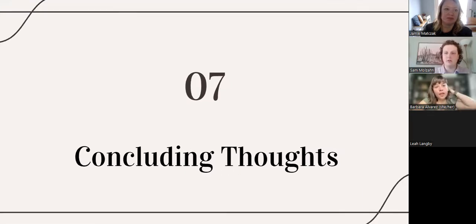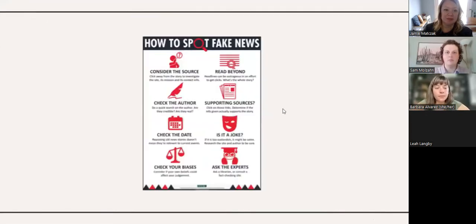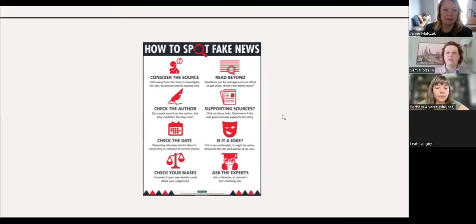Let me get to it. Yeah, this one on how to spot fake news. And I can find the link to that and send that out. But it's written in all different languages too. So if you have more diverse communities, you can print it out in Spanish or any other language that you need as well. So I'm gonna go ahead and stop sharing my screen and find that.